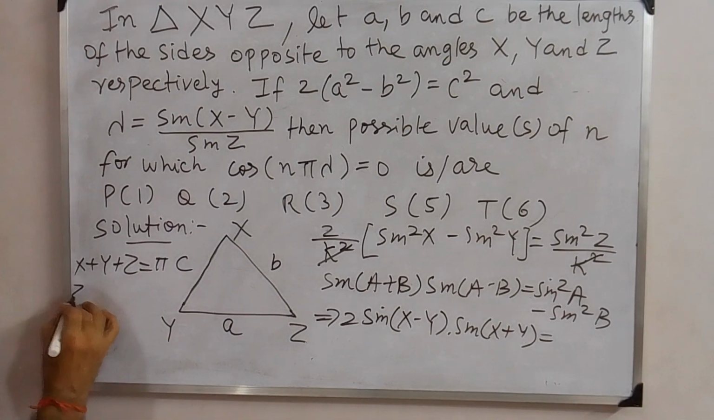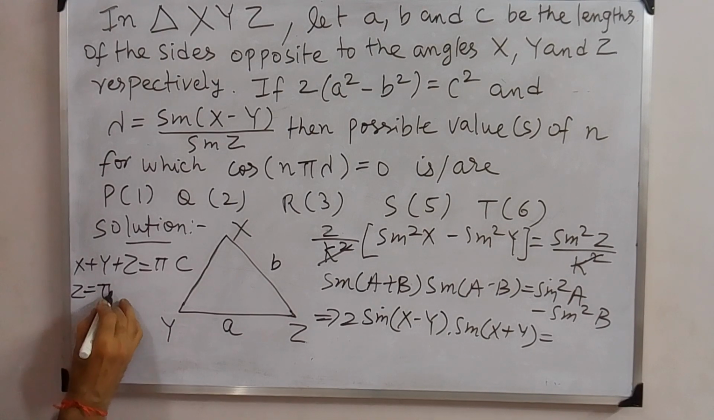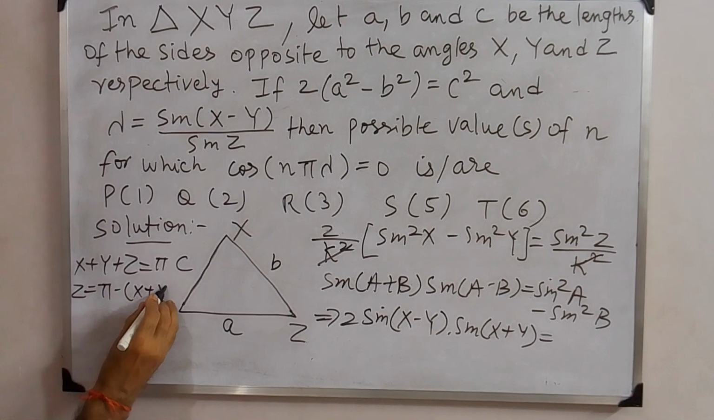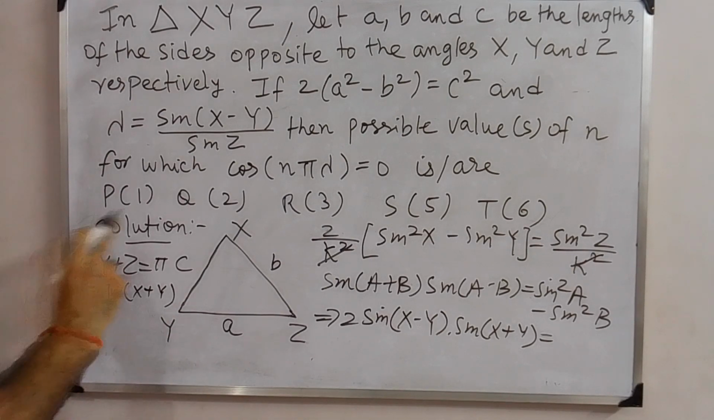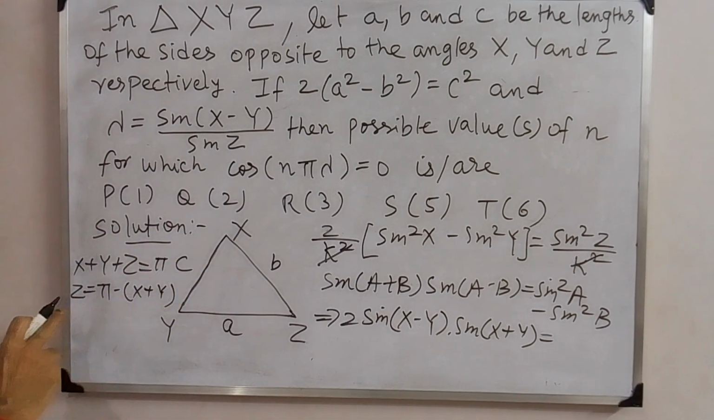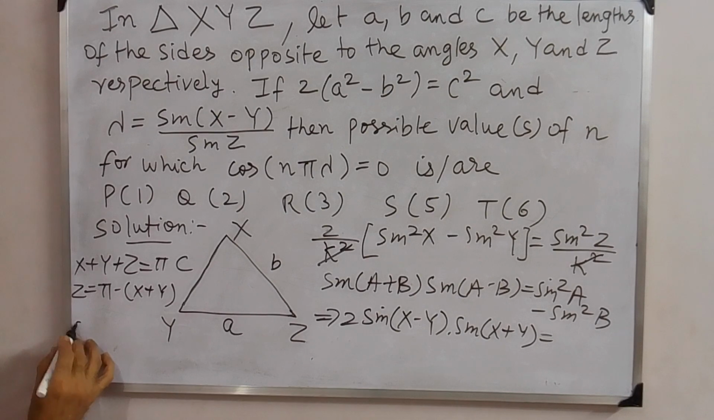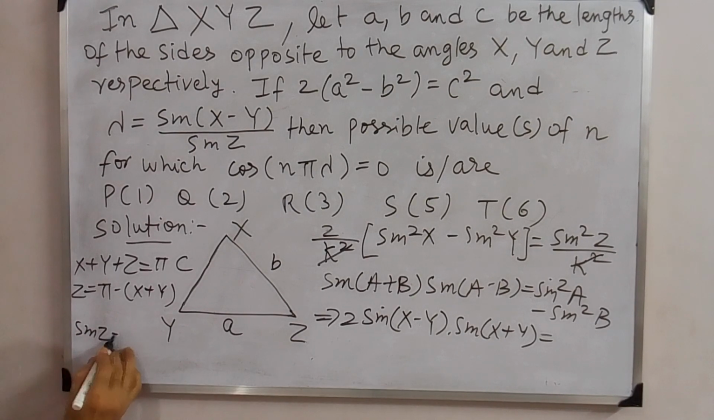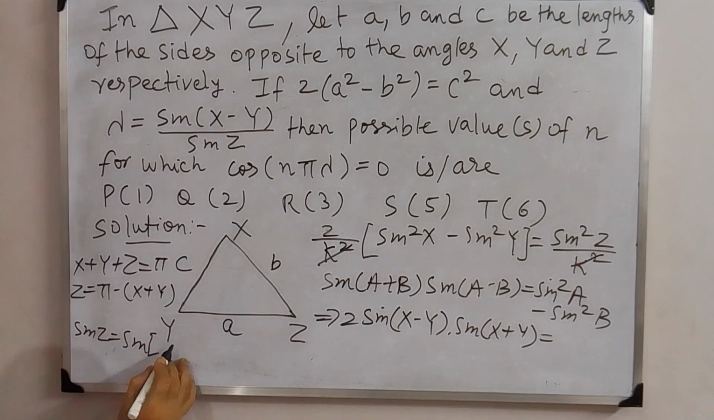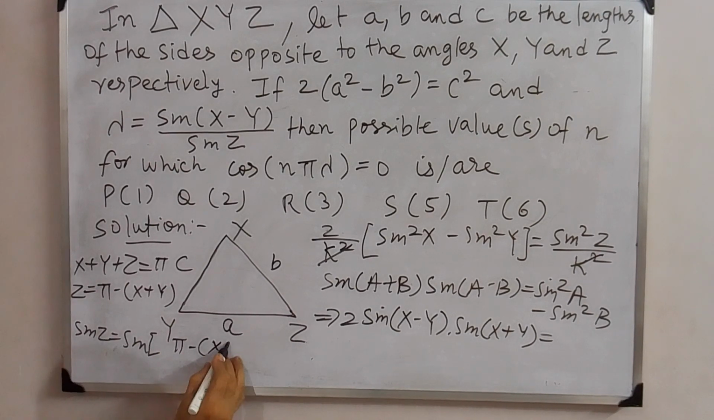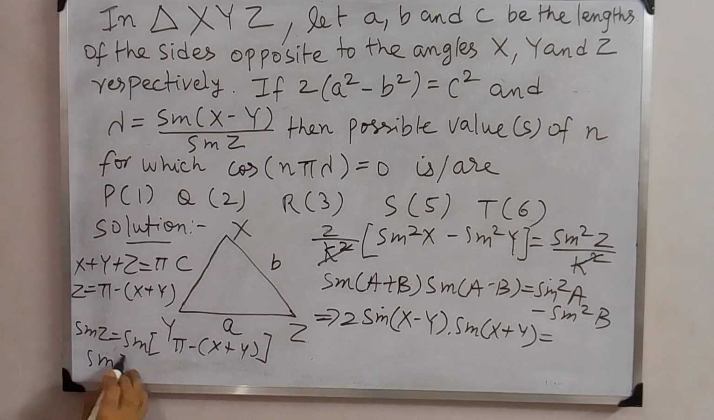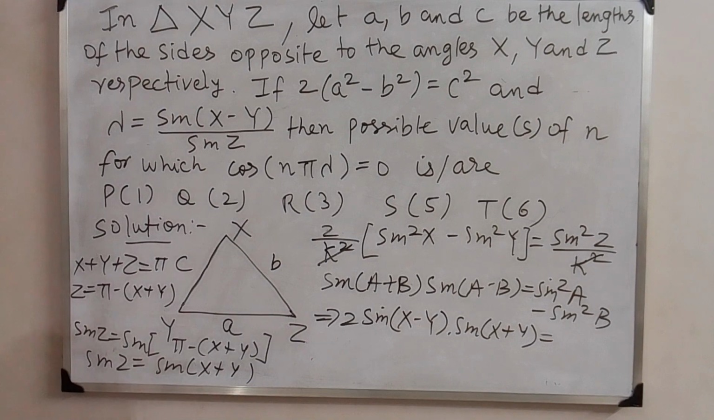So what do we get? z is equal to pi minus (x plus y). So here x plus y is taken to this side, and we are getting z equals this. So sin z will be equal to sin of (pi minus (x plus y)). And sin of (pi minus any angle) is equal to sin of that angle. So sin z will be equal to sin(x+y).